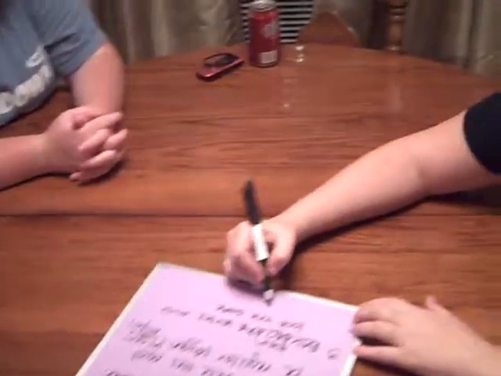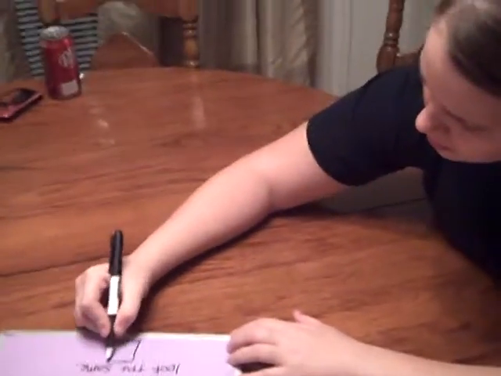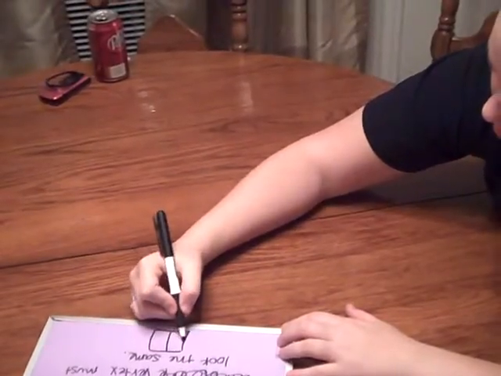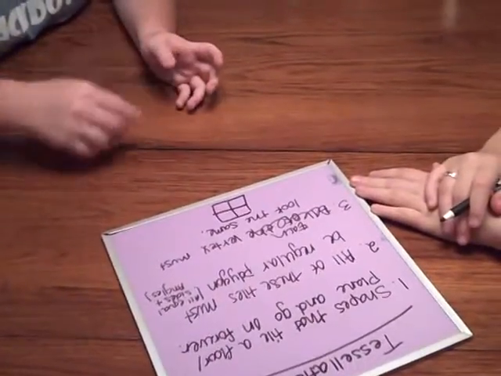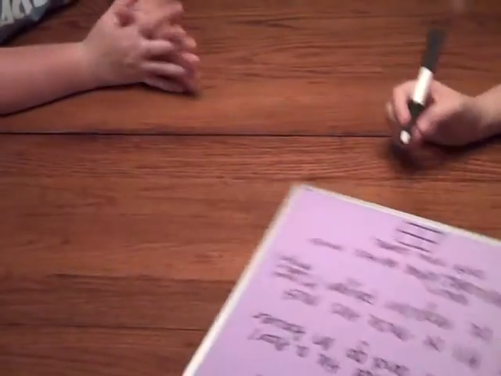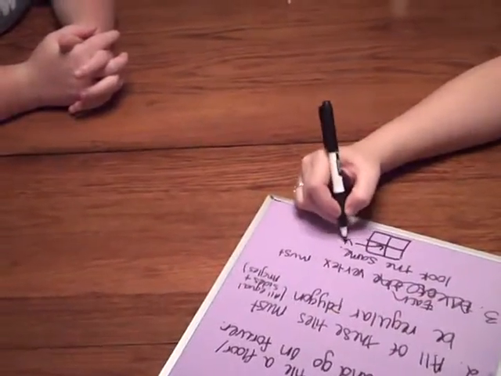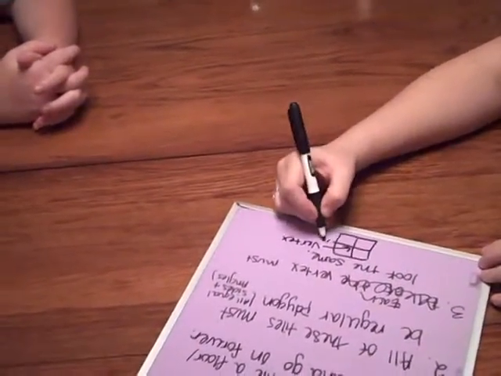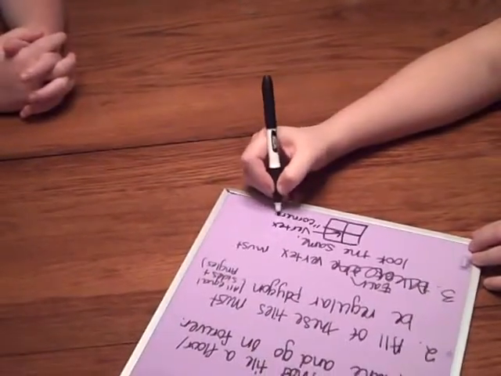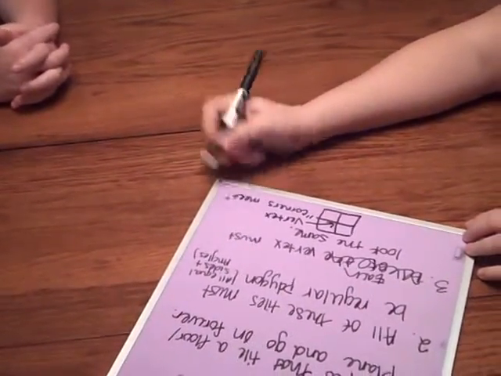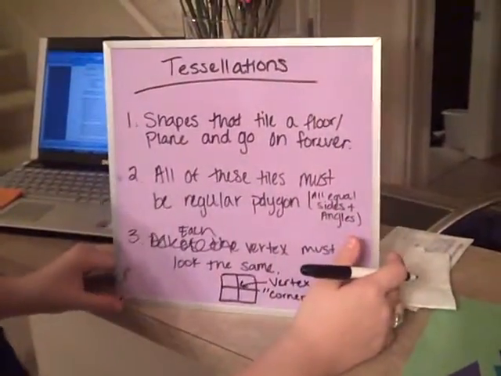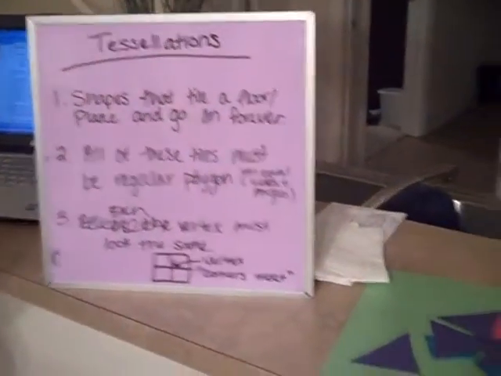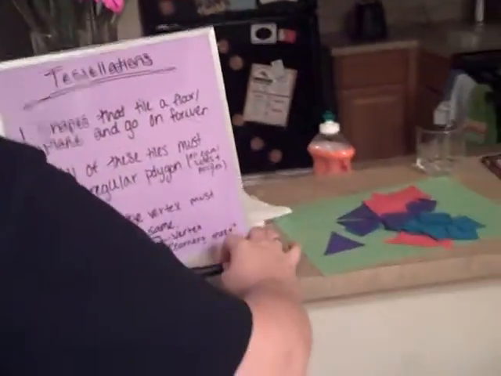So if I had 4 squares, where do all the corners meet? Right in the middle? Good job. And that is called the vertex, where all the corners meet. Okay. Good job. All right. So I'm going to leave this on the board so that if you need help during the activity, you'll know where to look. Okay.